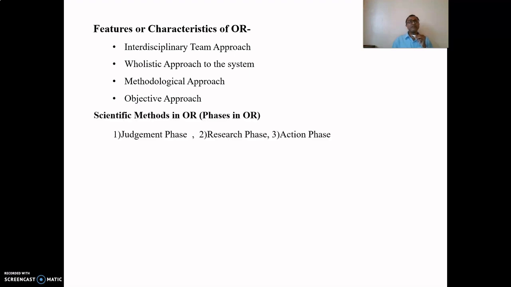Next, scientific methods in operation research, or phases in operation research: judgment phase, research phase, and action phase. Whatever decision you are going to take is based upon thumb rule, judgment, or experience. For example, if last year there was a flood with heavy rains, now in the same month in the current situation, compared to last year, the rain falling in Pune is very low. So it is very difficult to predict tomorrow's situation based upon today's one. So it is probabilistic in nature.